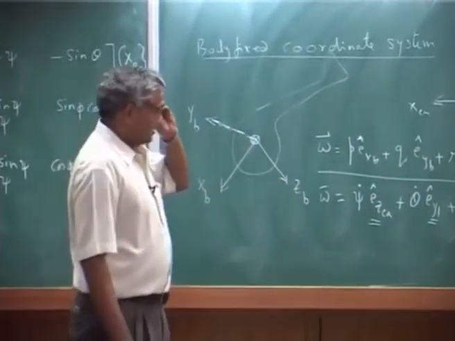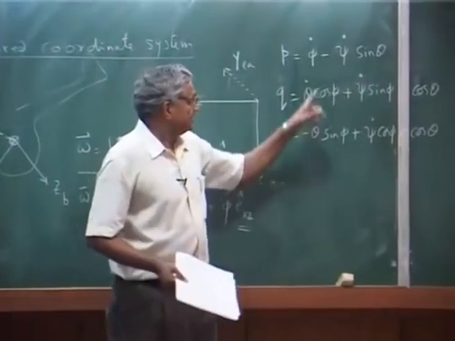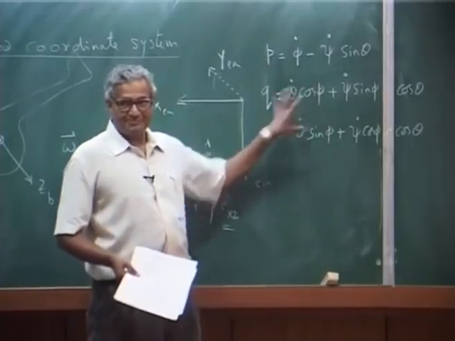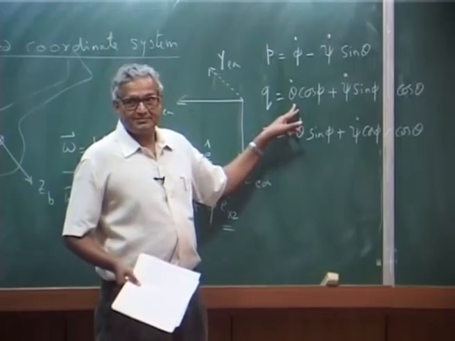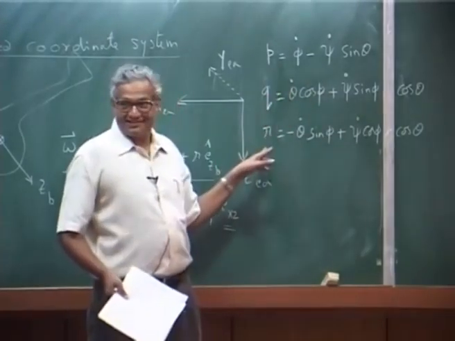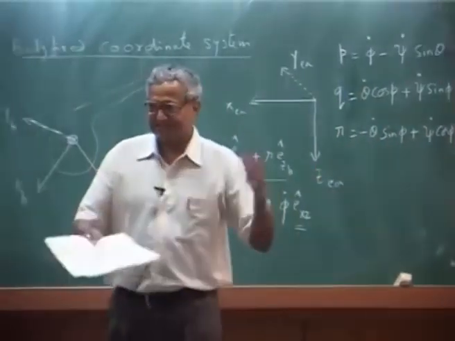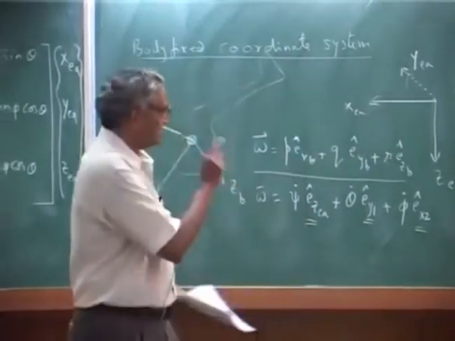Okay. Now, you can always solve for this in terms of PQR also. That is, you can get psi dot, phi dot, theta dot in terms of PQR, but again theta and phi will be sitting there. So, this is just a transformation from one coordinate to the other. We will not use that.